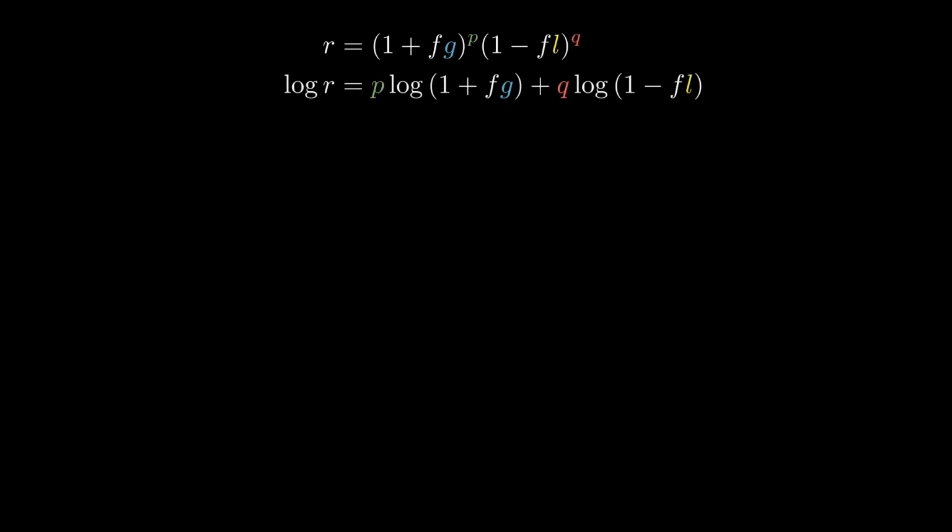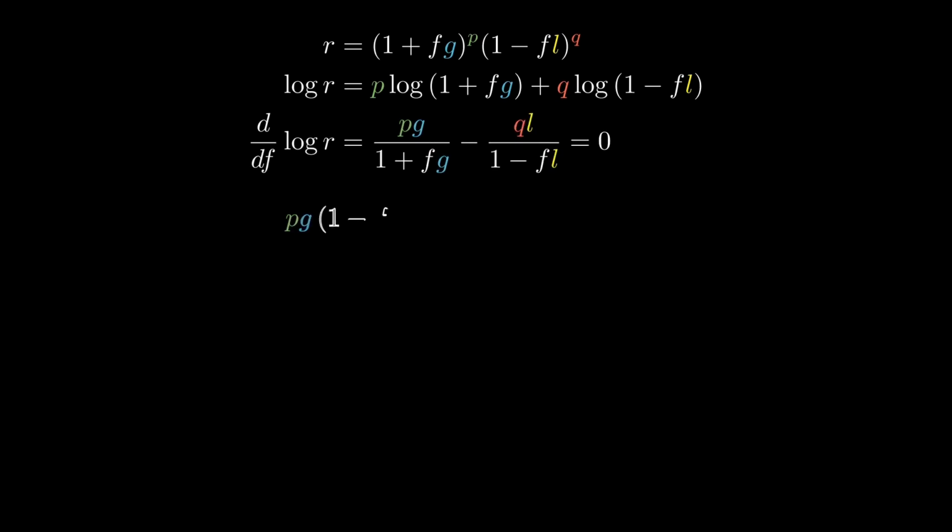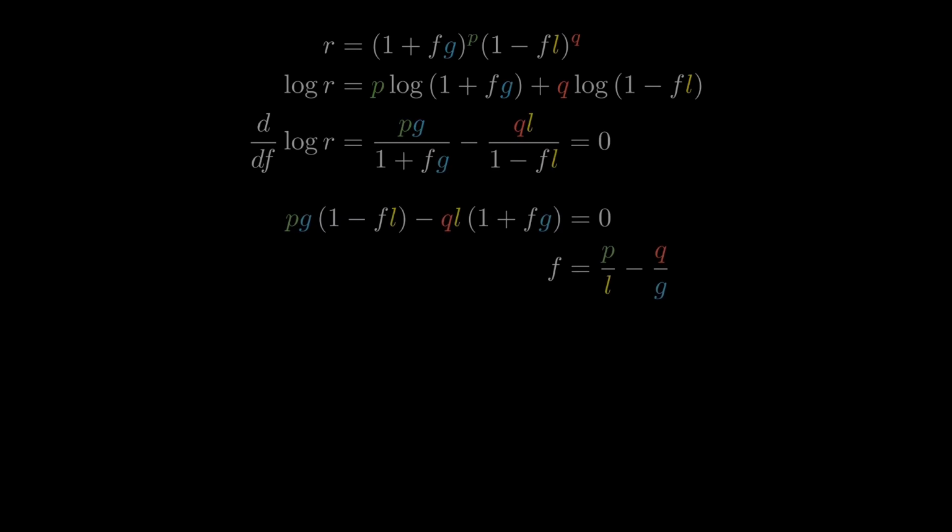Our geometric average return in one round is (1 + Fg)^P times (1 - Fl)^Q. Taking the logarithm and then setting the derivative equal to 0, we get the optimal fraction P over L minus Q over G.